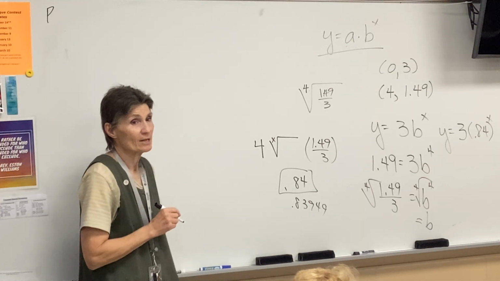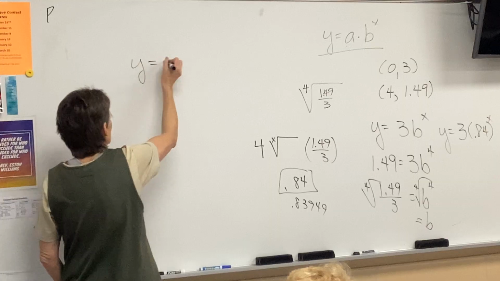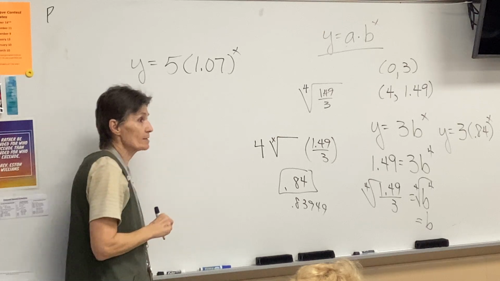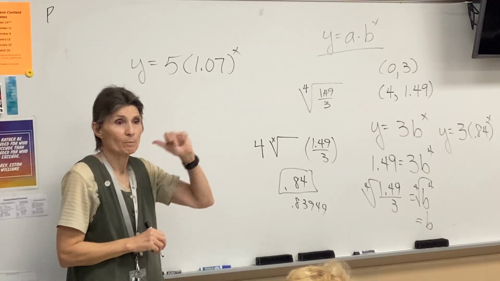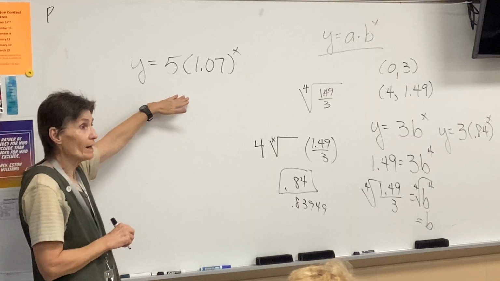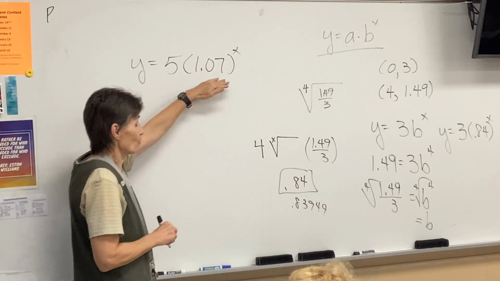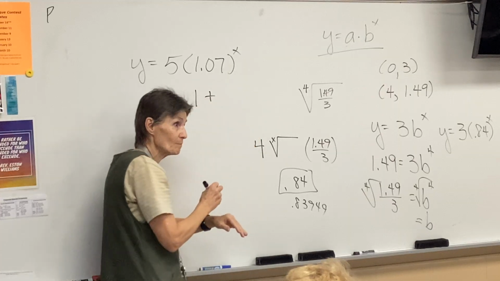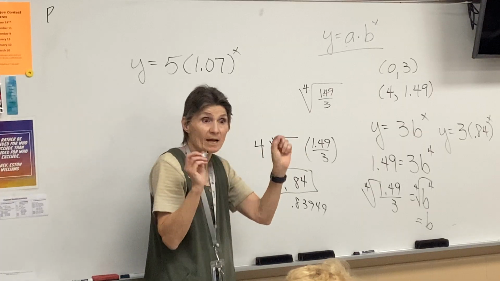Now, I hope you were paying attention yesterday because there was a whole set of problems we did yesterday that looked like this. And the direction said, what is the initial value? Is it growth or decay? What is the percent growth or decay? So what did you say yesterday on that set of problems? What is the initial value? 5, that's the initial value. Is this growth or decay? Growth, because it's 1 plus something, and it's plus 0.07, which means it's 7% growth.